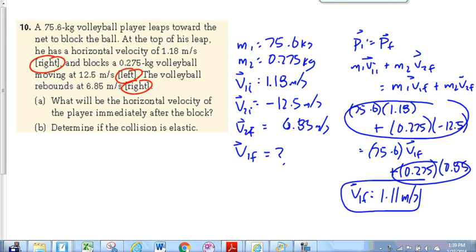So the volleyball player was moving at 1.18 and then ended up moving at 1.11. So the volleyball player slowed down a little bit, right? The volleyball was moving at 12.5 one way and then was moving at 0.85 the other way. Which one was affected more? Clearly the volleyball, right? Which is what we predicted because it's lighter. I shouldn't have assigned question B because you don't know what that is yet. Okay, we'll learn that later on this unit, but not quite yet. Elastic or inelastic.